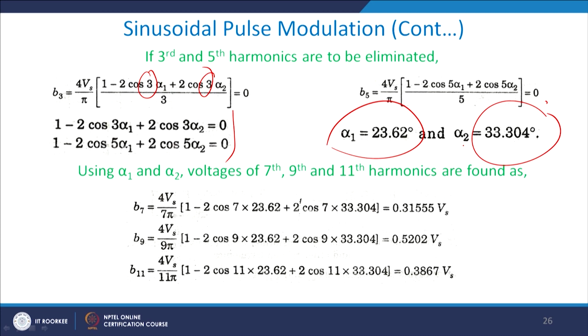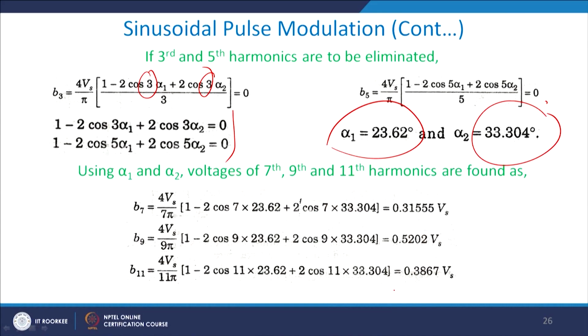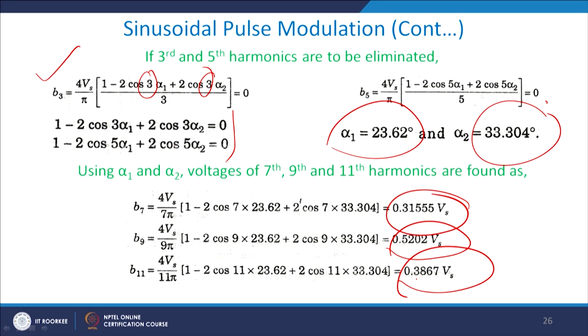By using the same equation, with multiple pulses we can eliminate the 7th harmonic, 9th harmonic and the 11th harmonic. So, if the third and fifth are eliminated, what should be the harmonic content of the 7th harmonic, the 9th harmonic, and the 11th harmonic? Accordingly, you can check whether you are getting the THD as prescribed by the standard or not.